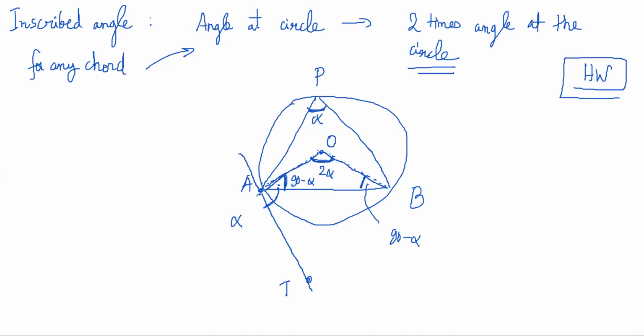Because this angle between radius and tangent is 90, right? So this is alpha, then this is 90 minus alpha. This is isosceles, so this is also 90 minus alpha. So this is 2 alpha, and so this is alpha.